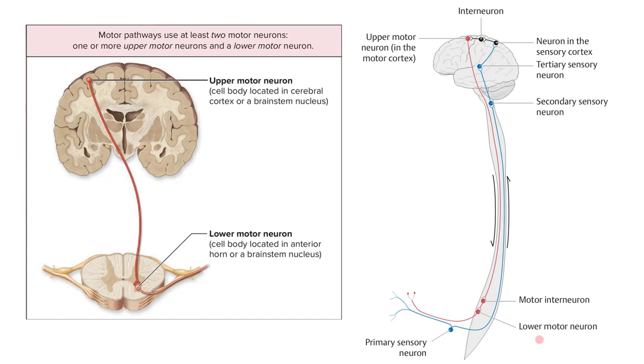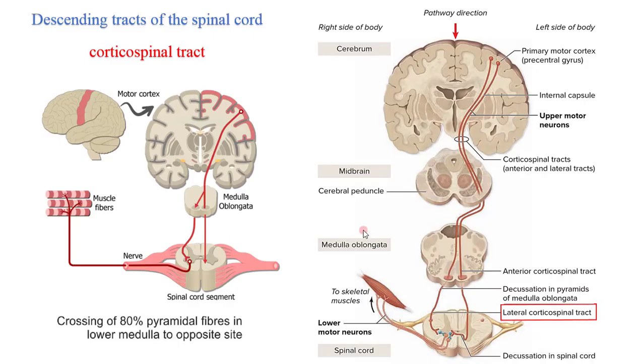Alright, so I think we got all the basics done. Let's move on to the descending tracts of the spinal cord. The good news is that we'll start with the tracts that we've already met. So let's cue the corticospinal tract. As this is a descending tract, we already know it will carry motor innervation. In this case, it's voluntary movement specifically. Now let's look at its pathway.